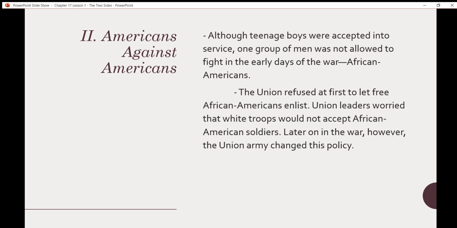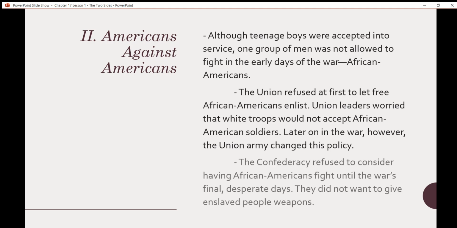Well, the Union refused at first to let free African Americans enlist, and their idea was that white troops would not accept African American soldiers. They were worried that their white troops in their army would not accept them and would cause internal issues within the Union Army. Later on in the war, however, the Union Army did change this policy and started enlisting free African American men into their army.